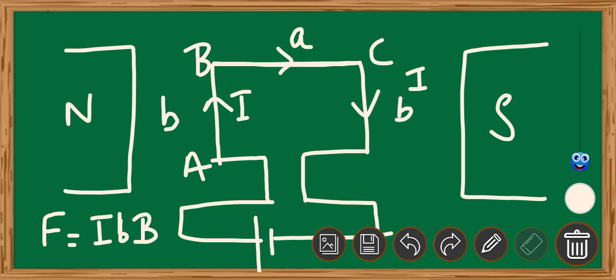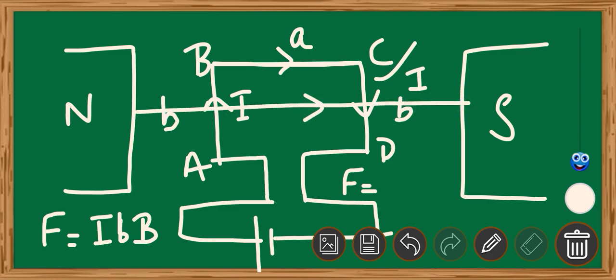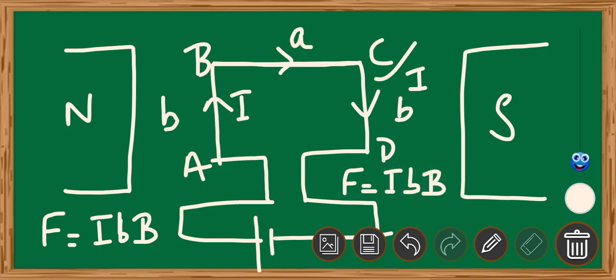Then look at the section CD. Here also, F is equal to I b cross B, since the field line is perpendicular to b, so it is sine 90. Here also it is I b B. We have to find the torque acting on it.